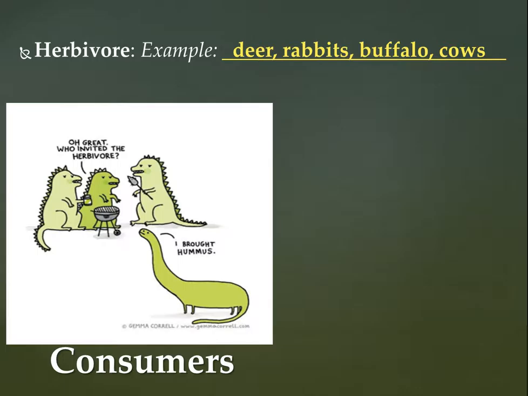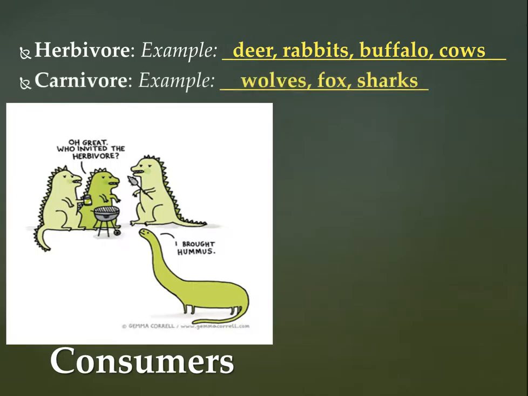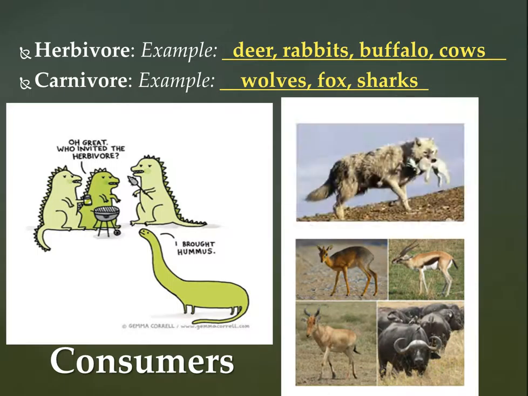Herbivores, examples today, are deer, rabbits, buffalo, and cows. These are things that only eat plants. Carnivore examples are wolves, fox, and sharks. Those are things that only eat meat.